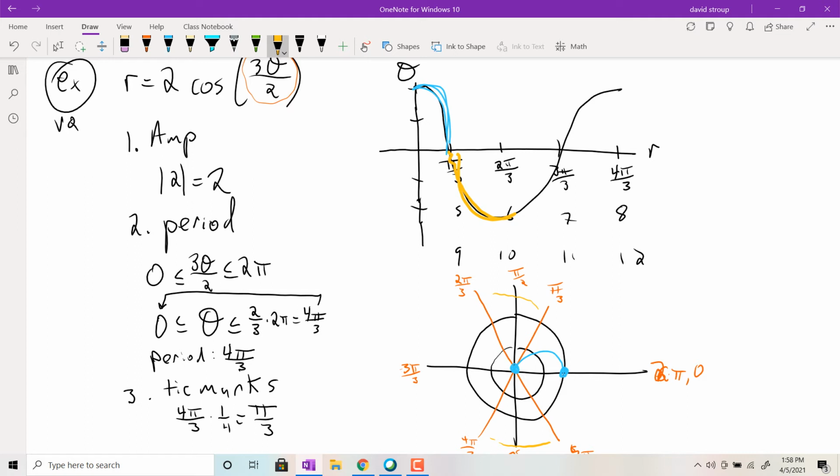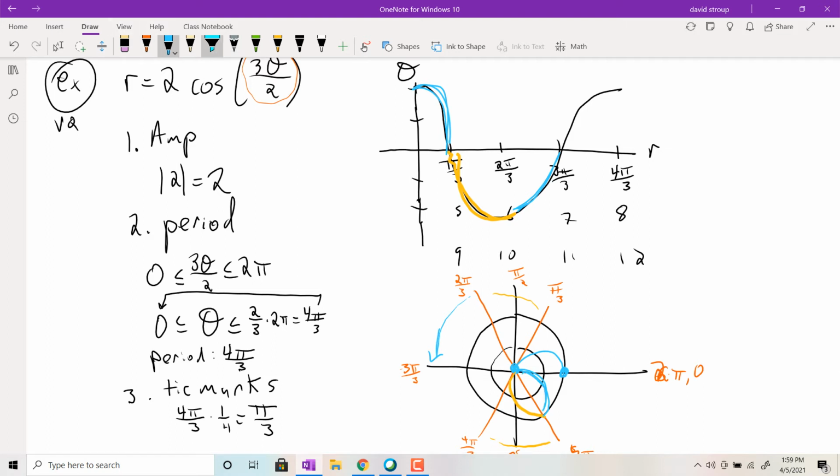Okay. So as I go from pi over 3 to 2 pi over 3, it's going from 0 to negative 2. So 0 to negative 2, that'll be about right there. And then for the next, let's go back to blue. So it'll go from negative 2 back to 0. And we're going from 2 pi over 3 to 3 pi over 3. It's in this sector. Okay. So 2 pi over 3 to 3 pi over 3 will look like that.